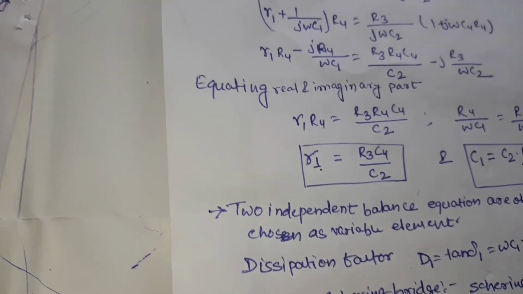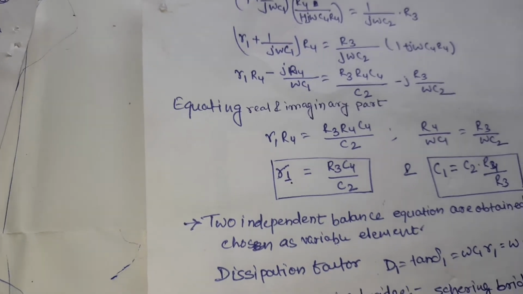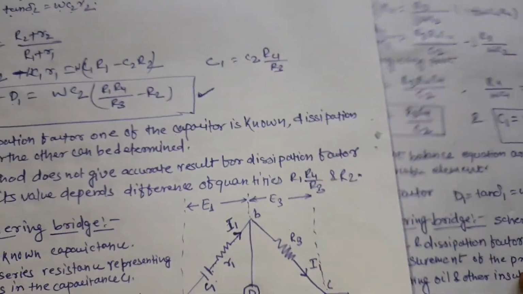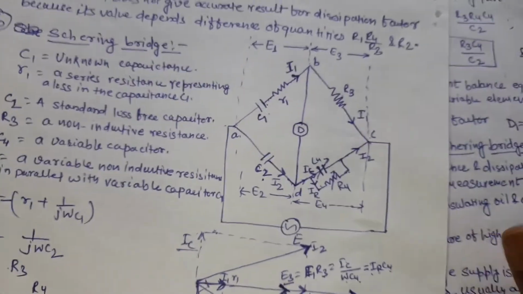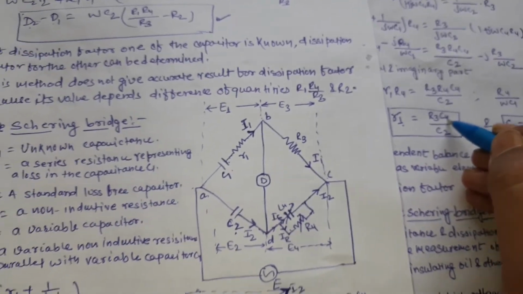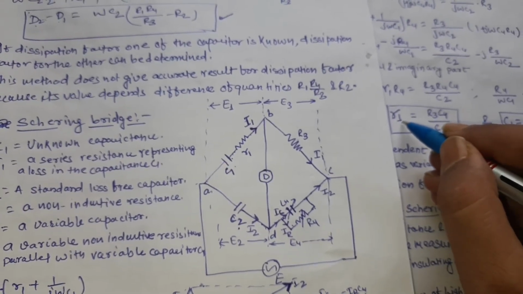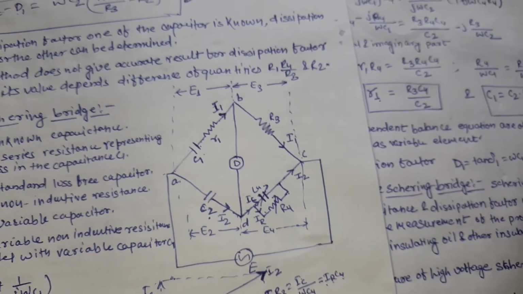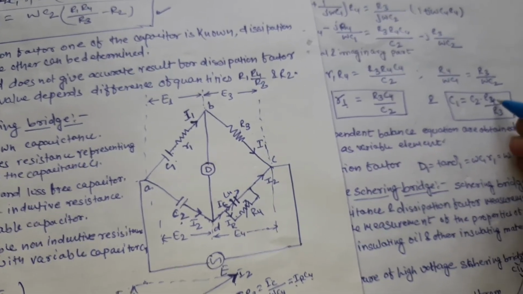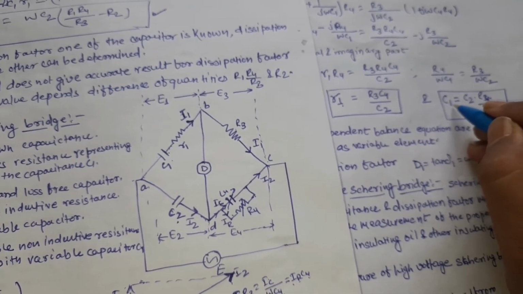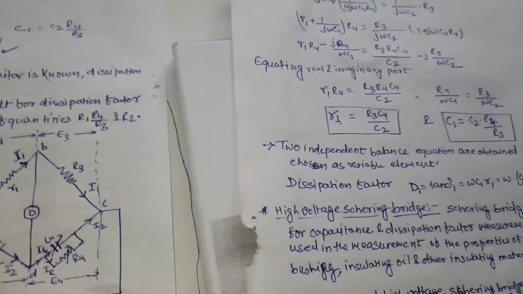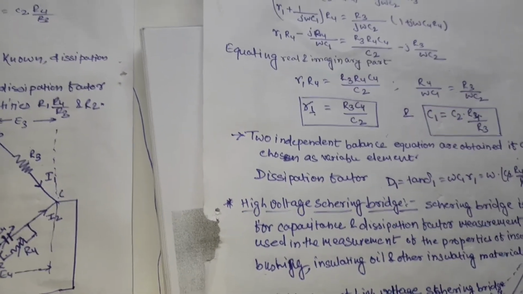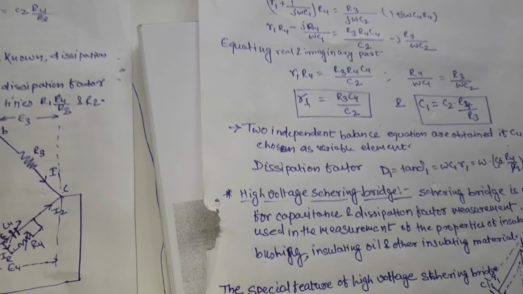Those two equations are independent of each other. That means if you vary C4, then at balance condition you get the value of R1. If you vary the standard resistance R4, then you get the value of C1. So those two equations are independent if you choose C4 and R4 as variable elements.